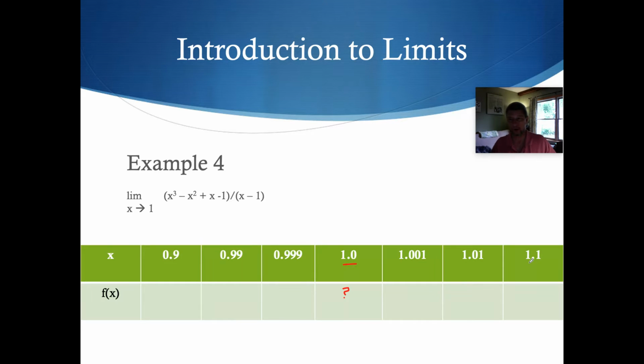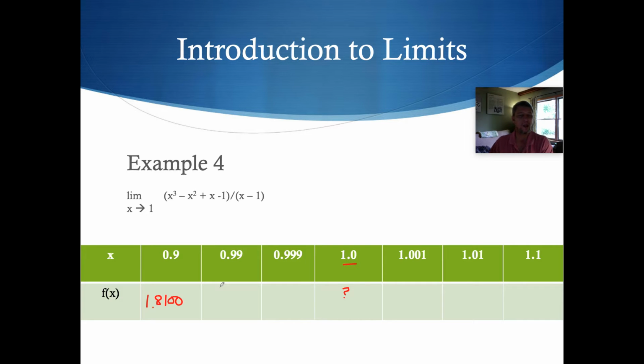Now, get out your handy-dandy little magic number box and start to plug in some of these numbers. All right, let's start on the left with 0.9. So 0.9 cubed minus 0.9 squared plus 0.9 minus 1 all over 0.9 minus 1. And if you plug this into your calculator correctly, you're going to find that it gives you 1.8100.